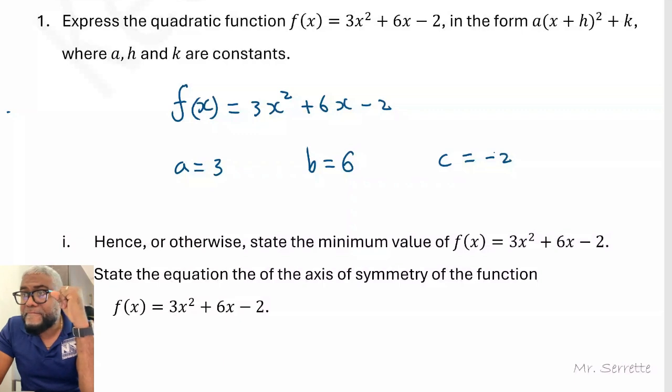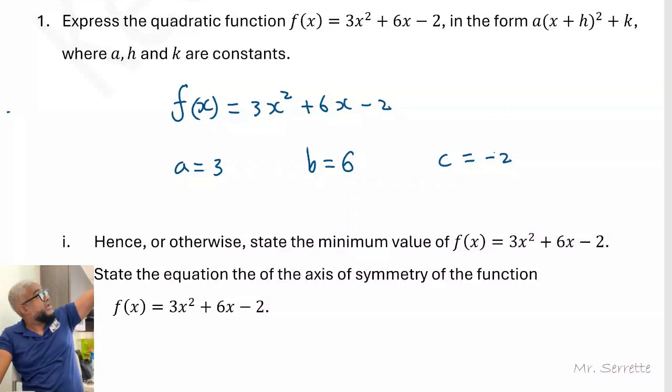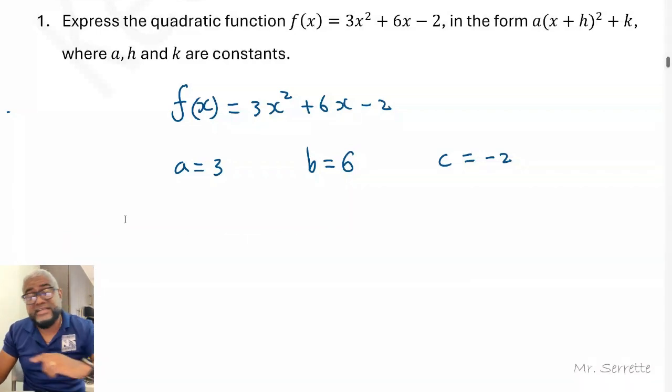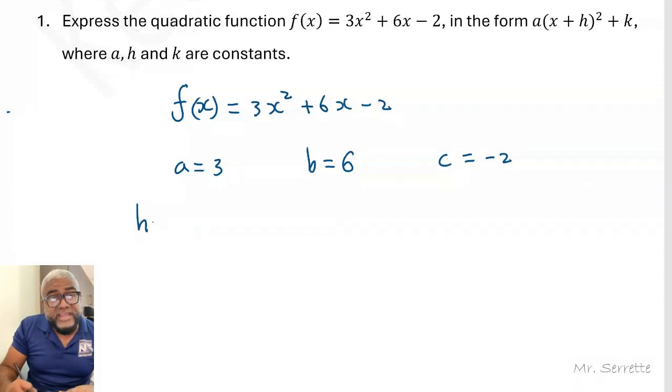To complete the square for a quadratic function, it means to write that quadratic in the form a, open brackets, x plus h, close bracket squared plus k. You all see that? I give you the two formulas that you would have to memorize. CSEC does not give you these formulas. What is the formula for h? It's B over 2A.